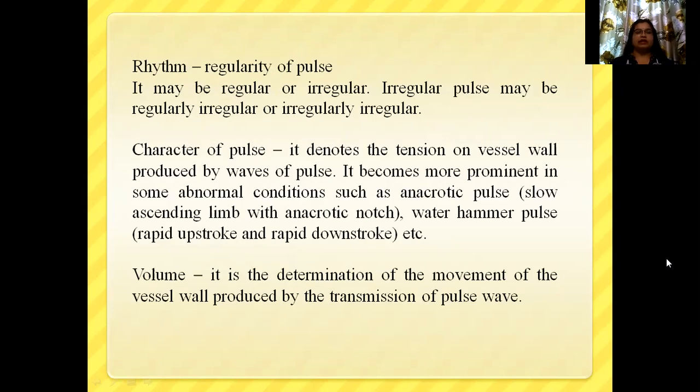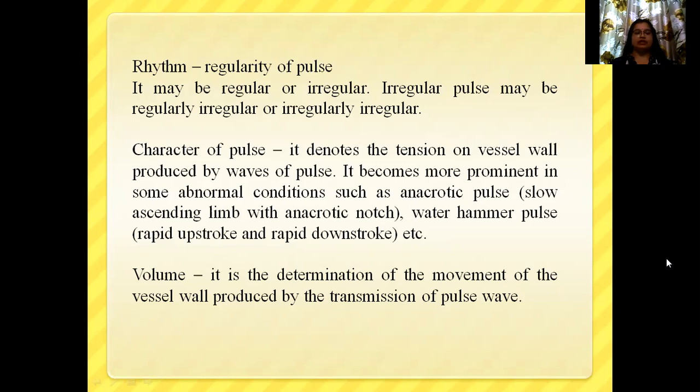Rhythm means regularity of pulse. It may be regular or irregular. Irregular pulse may be regularly irregular or irregularly irregular. Character of pulse denotes the tension on vessel wall produced by waves of pulse. It becomes more prominent in abnormal conditions such as anacrotic pulse, meaning slow ascending limb with anacrotic notch. Water hammer pulse means a rapid upstroke and rapid downstroke, etc.